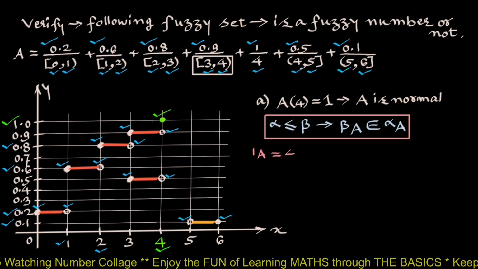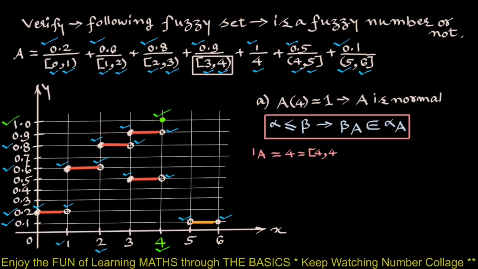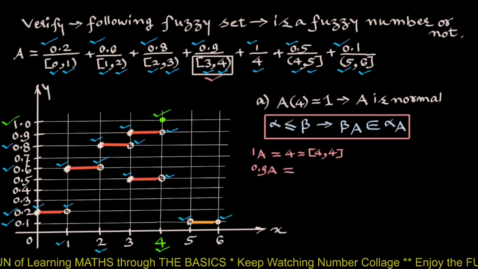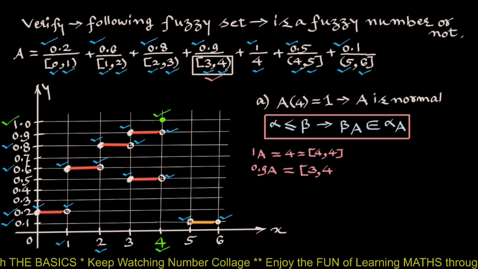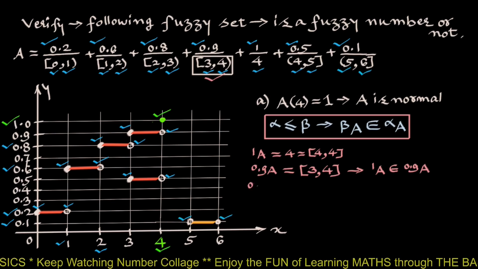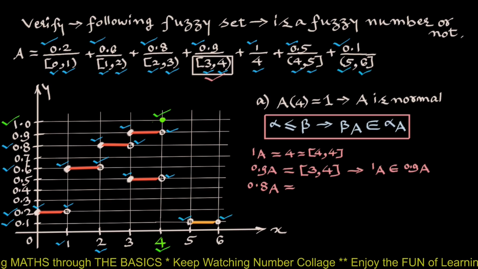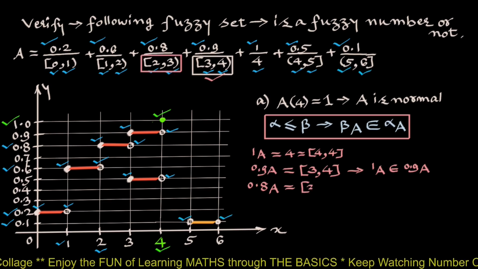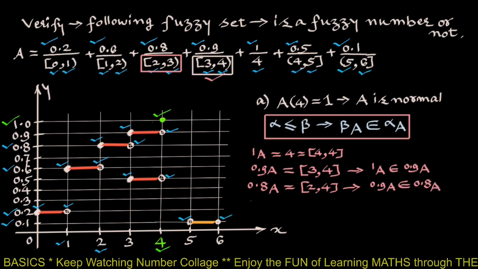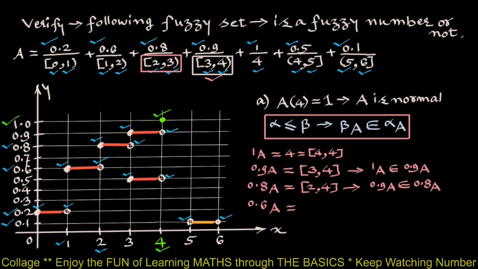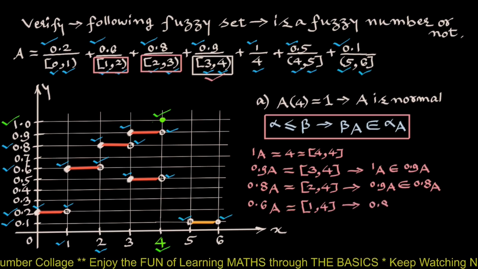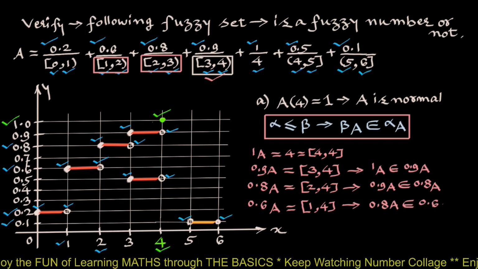By using this rule, we will find out alpha cuts for distinct membership grades. Accordingly, 1 cut A equals 4, the closed interval 4, 4, as given. 0.9 cut A will be, from the domain of 0.9 here, closed interval 3, 4, because 1 cut A should belong to 0.9 cut A. 0.8 cut A will be from its domain here closed interval 2, 4, because 0.9 cut A should belong to 0.8 cut A. 0.6 cut A from its domain here is closed interval 1 and 4, because 0.8 cut A should belong to 0.6 cut A.